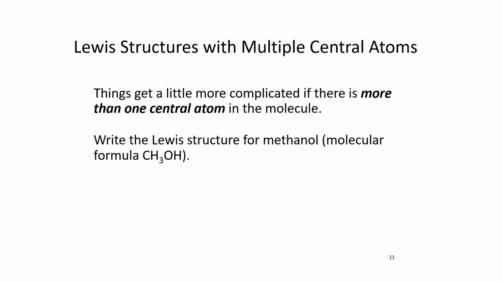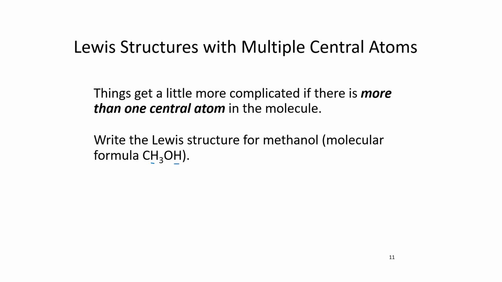Sometimes in this course, rarely in this course, we'll get Lewis structures that have more than one central atom. That can make things a little more complicated. Now, an example of this is methanol, CH3OH. So usually you can identify if there's more than one central atom because of how they write the chemical formula itself. So notice in this chemical formula, they have hydrogen in 2 different places.